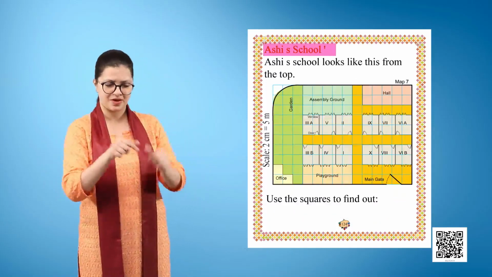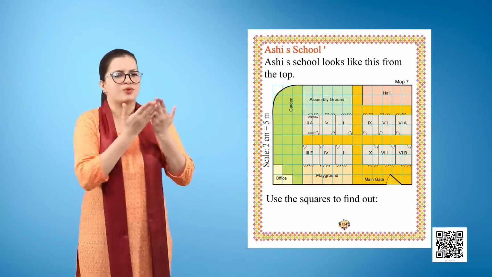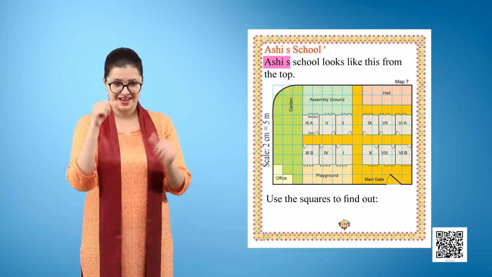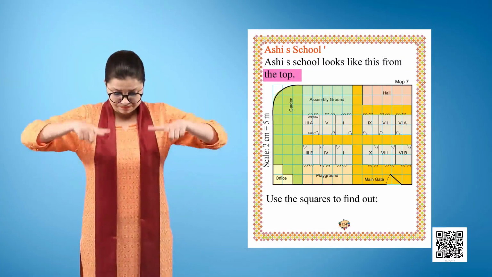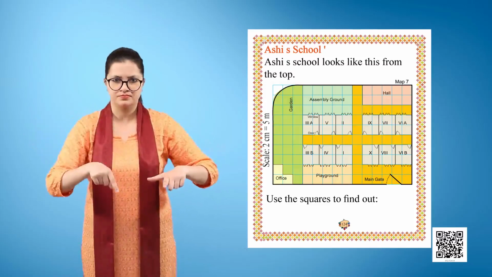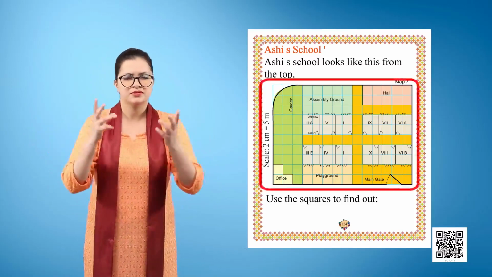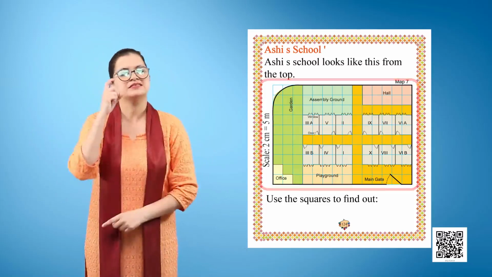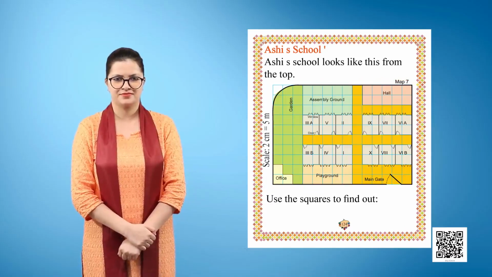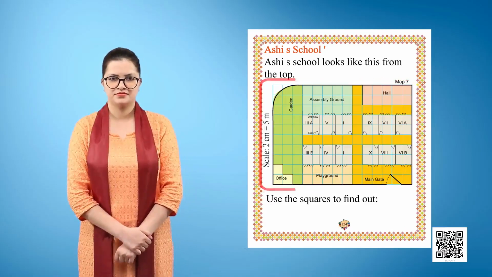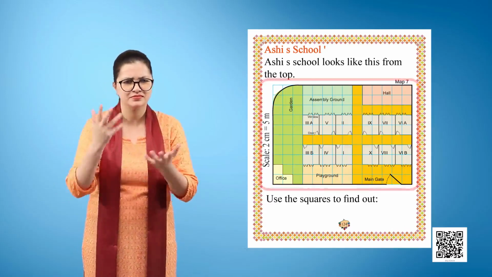Ashi's School. Ashi's school looks like this from the top. We have a picture titled Map 7 which shows Ashi's school as seen from the top. The scale of the map is 2 centimeters is equal to 5 meters.